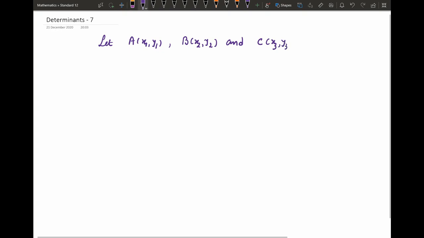Here first we will discuss some formulas and then we will take problems based on those formulas. First formula is: let A(x1, y1), B(x2, y2) and C(x3, y3). Now area of triangle ABC is given by delta, where delta denotes area.